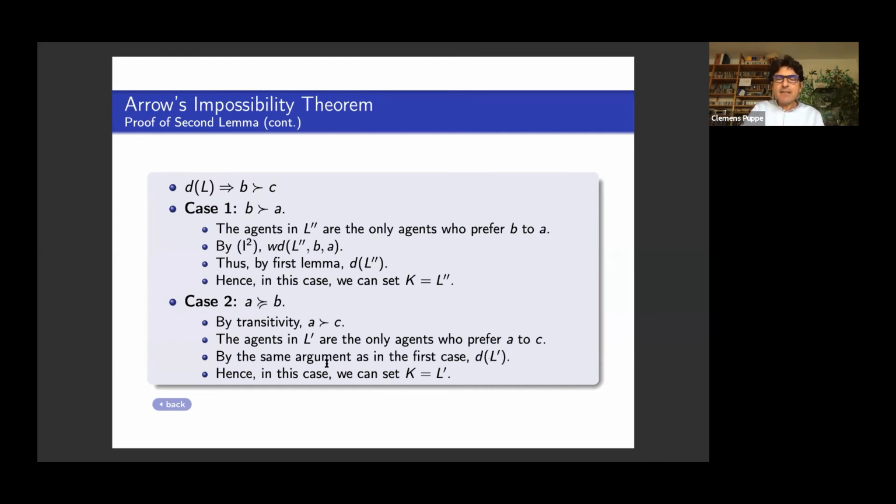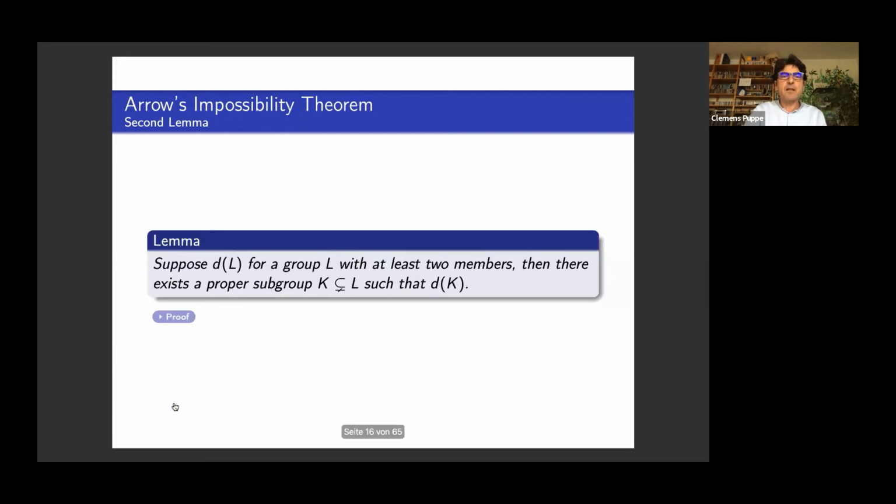In either case, we have found that some smaller group of voters must still be decisive under these conditions of weak Pareto, unrestricted domain, and binary independence. And now we can make the group even smaller and smaller and smaller until only one person is left, and this person is the dictator.